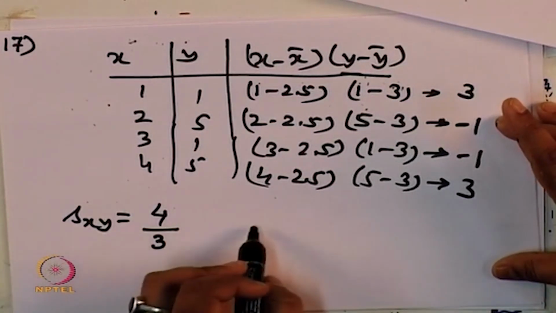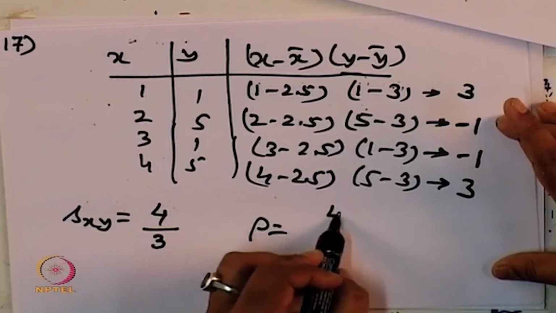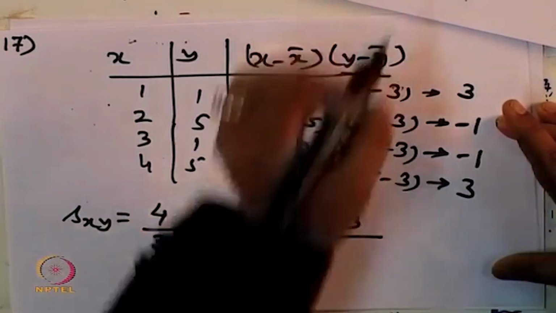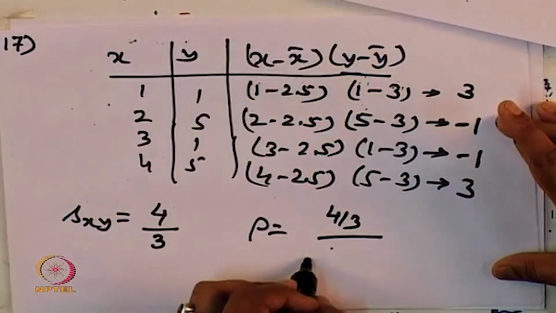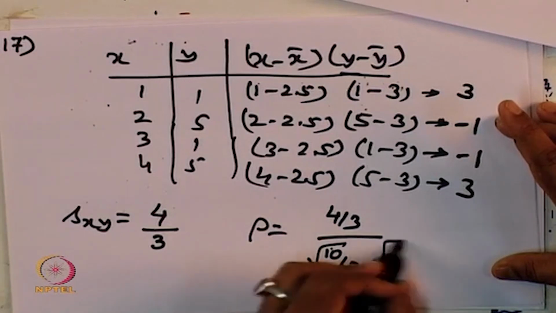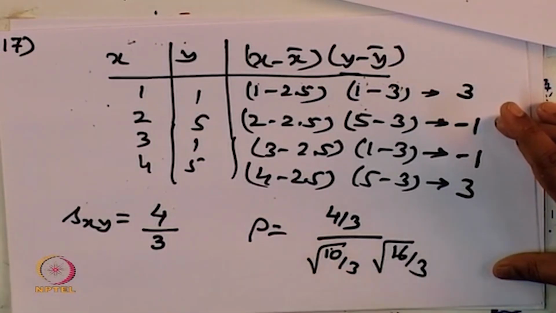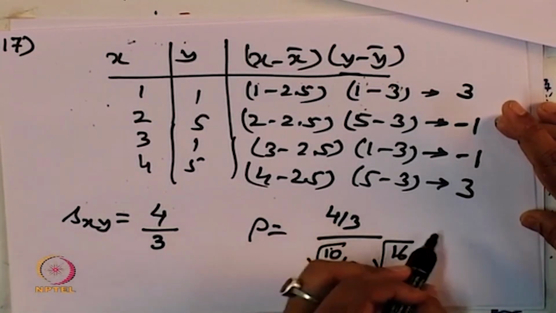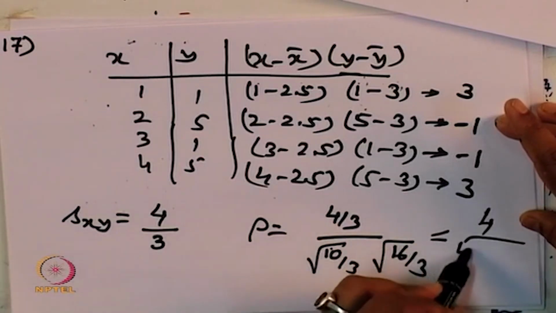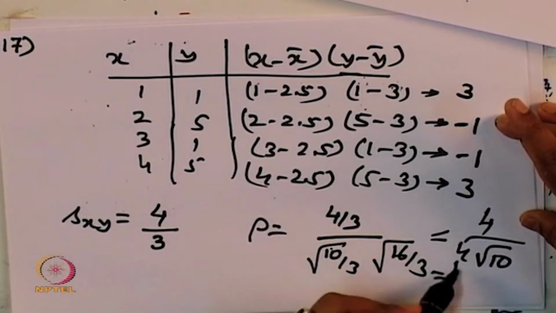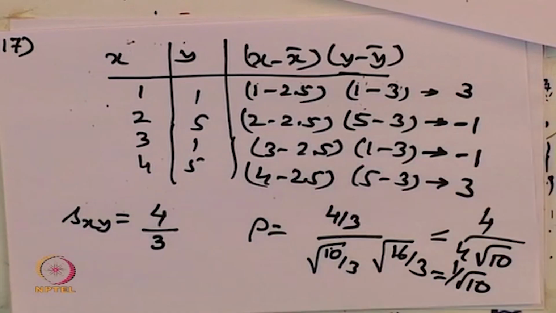Okay. So, my rho is nothing but 4 by 3 divided by root of 10 by 3 into root of 16 by 3. So, I see, my 3 will go, it is 4 by 4 into root 10, which is equal to 1 by root 10. Okay. So, I will get a value which is roughly 1 by 3. So, you see that this is still positively correlated as per this calculation, much lesser than 1, but it is still positive.